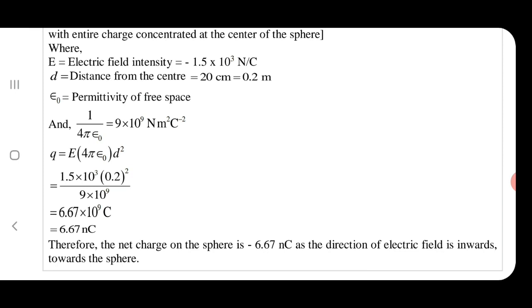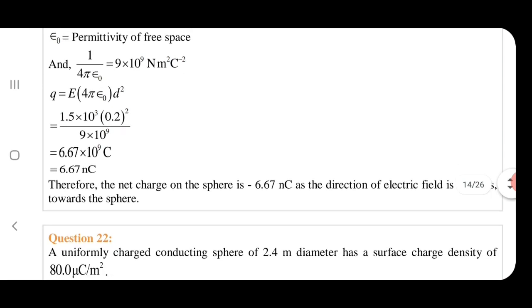It's written 10 raised to 9, but it is actually 10 raised to minus 9 coulomb. So 6.67 nano coulomb. And since the field is inward, the charge is negative. So minus 6.67 nanocoulomb. So that's the answer.